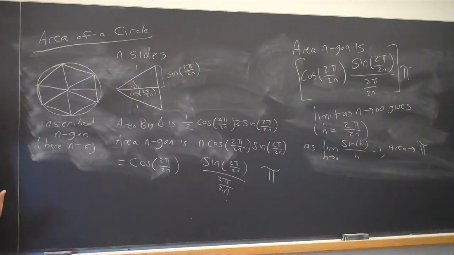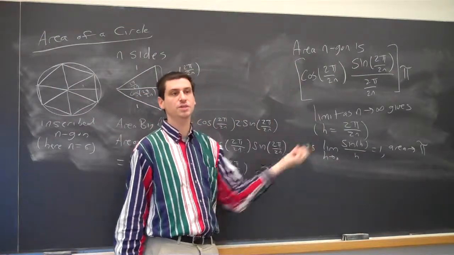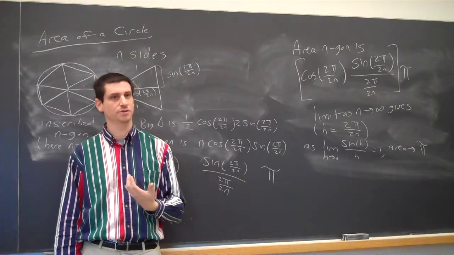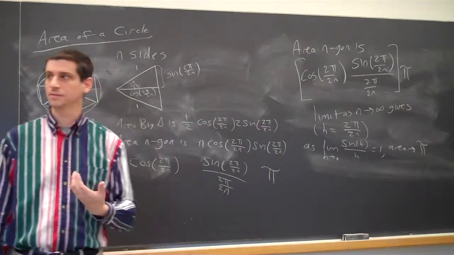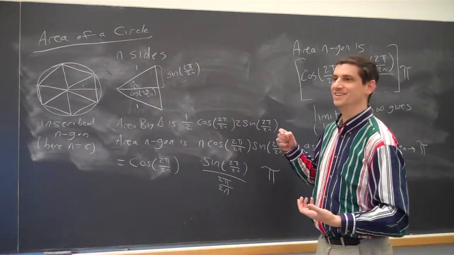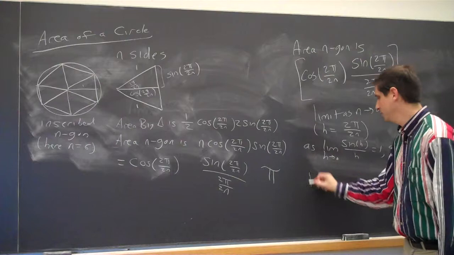So we now know the area of a circle is pi if it's radius 1, or in general, pi r squared. A very similar calculation would give us the perimeter is 2 pi r. How would I calculate the perimeter? What would I use? Yes? The perimeter from the n-gon. Excellent. So for the perimeter, you would use the n-gon perimeter.